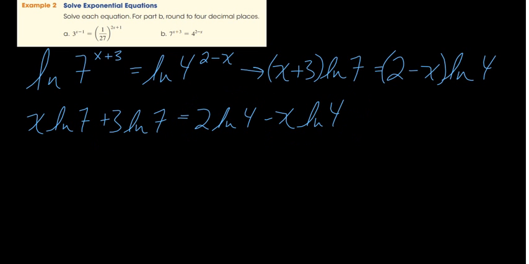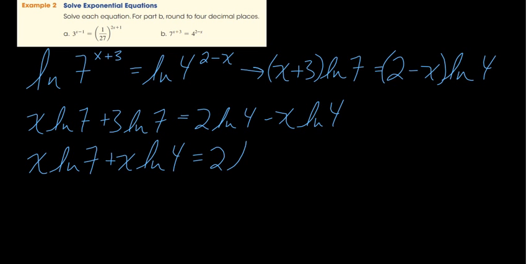The left side now becomes x natural log of 7. And then I'm adding this to the left side because I want to have my x's over there, right? So it's going to be plus x natural log of 4. And it's going to be equal to 2 natural log of 4, and I'm going to subtract this from both sides, so it's going to be minus 3 natural log of 7.